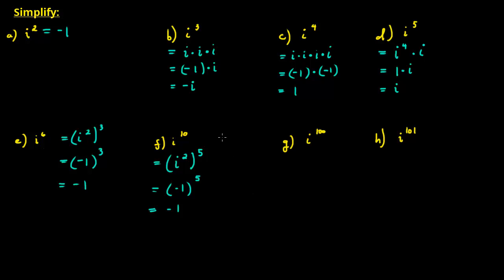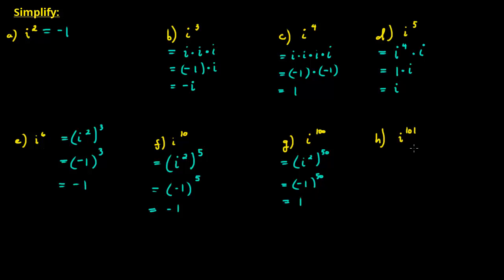Next I've got i to the power of 100. Well, let's think about this. I can rewrite this as i squared to the power of 50, because 2 times 50 is 100. i squared is -1, and I've got -1 to the power of 50. Well, -1 raised to an even exponent is a positive number, or it's +1. So i to the power of 100 is 1.